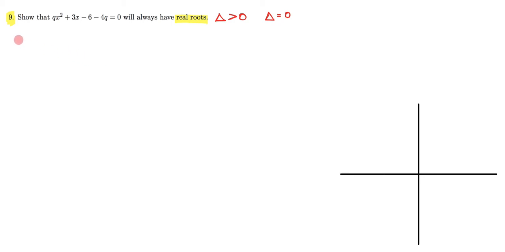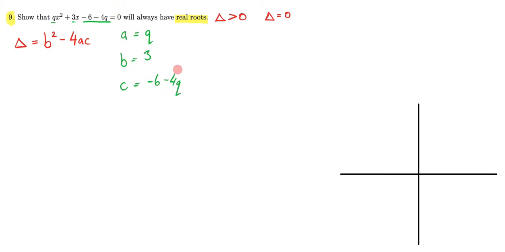So let's begin by writing out what my discriminant is. It's b squared minus 4ac. Let me then identify what my a, b, and c values are. It will be q, it will be 3, and finally it's going to be minus 6 minus 4q.